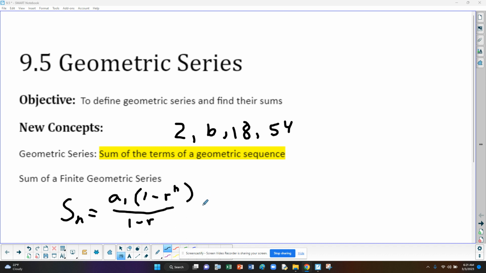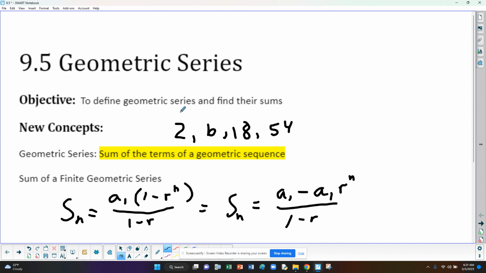Another variation of the formula to find your sum is that you can also distribute out that a sub 1. So you can do a sub 1 minus a sub 1 times r to the number of terms, all over 1 minus r. So just a couple different variations of this formula to find the sum of your series.